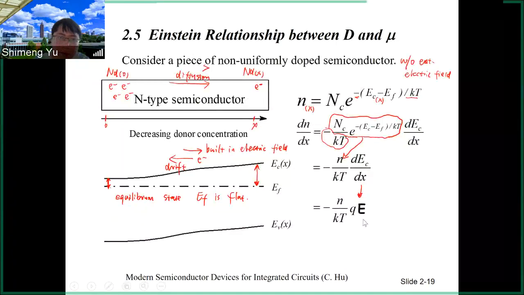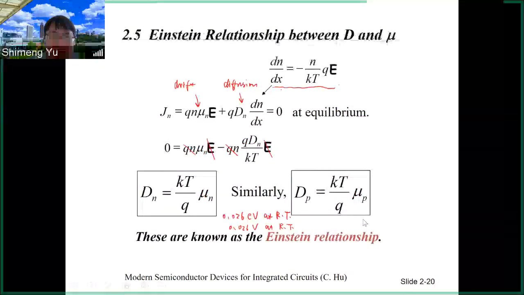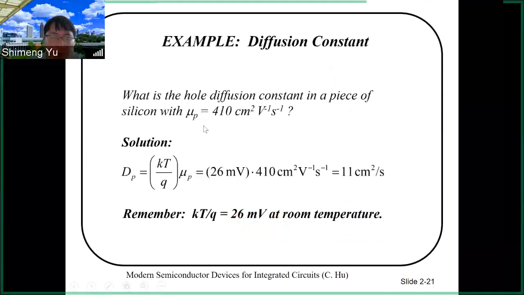All right. Then let's look at one simple example. So here, what is the hole diffusion constant if the mu p is this number? So it's just a simple practice. You plug in the numbers, the Dp equals kT over q times mu p, and this kT over q, as we discussed, is 26 millivolts at room temperature. So you plug in the numbers, then you get this one is 11 centimeters squared per second.